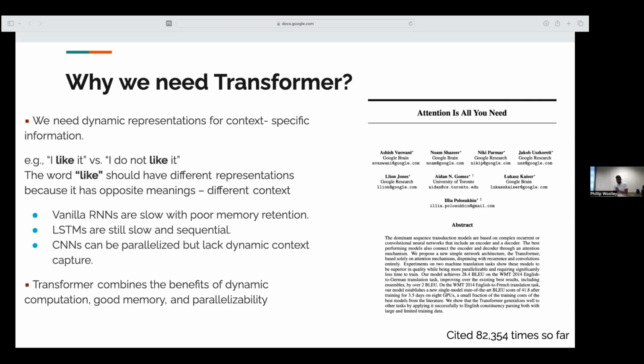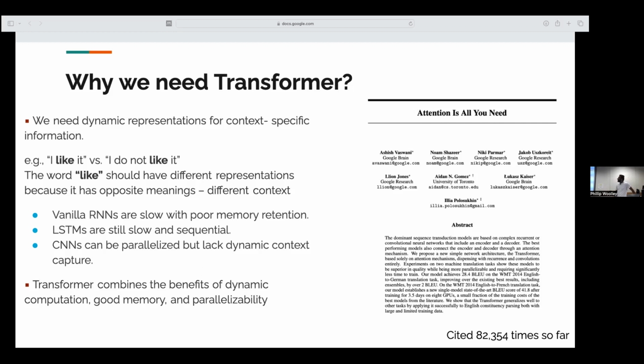So the basis of all these models is the transformer. The image that you see here is the paper that started it all. It came out in 2017, and it is from Google. This paper is called Attention is All You Need, and this is the first time they introduced the transformer model. In the past 6 years, it has been cited more than 80,000 times, which is mind blowing.